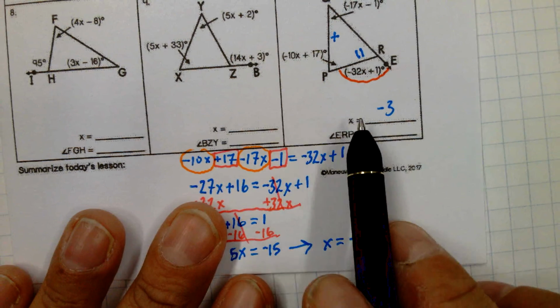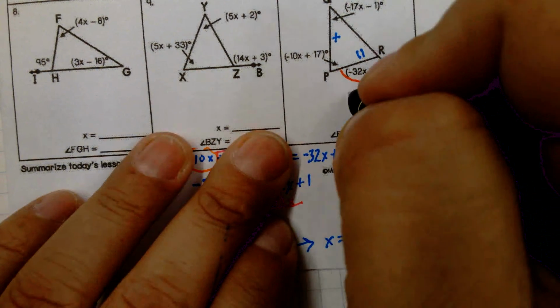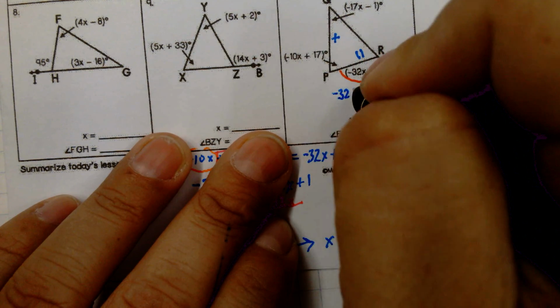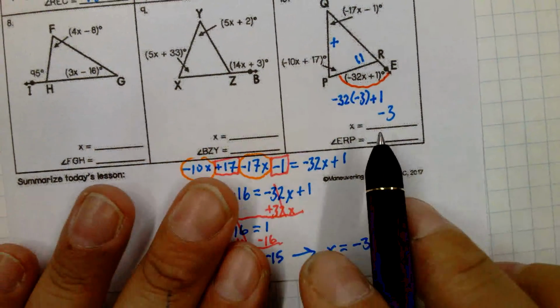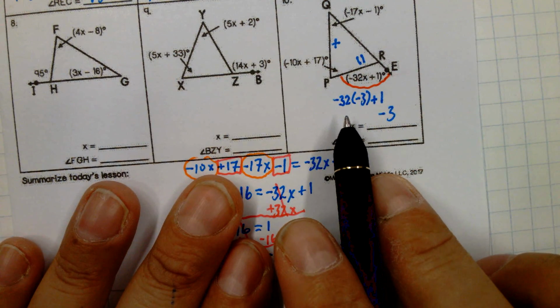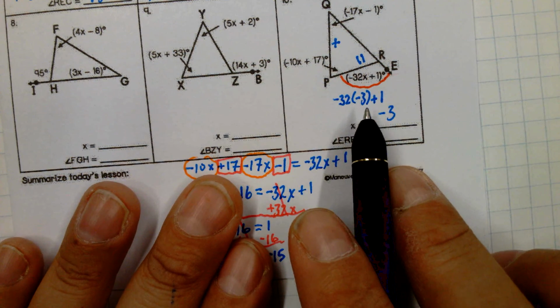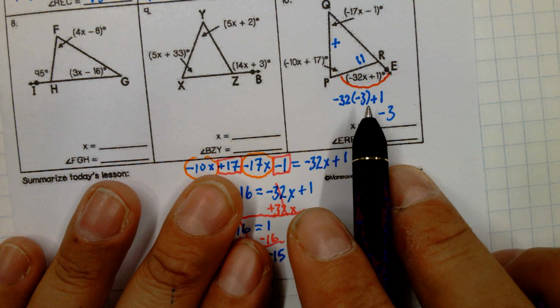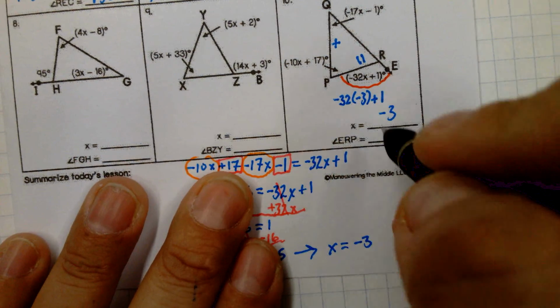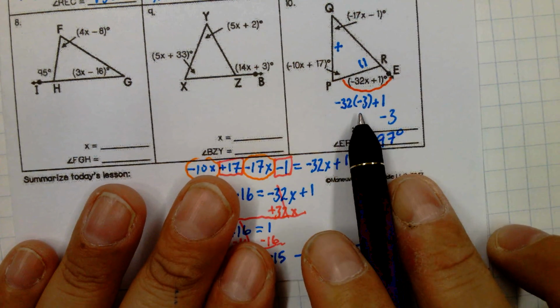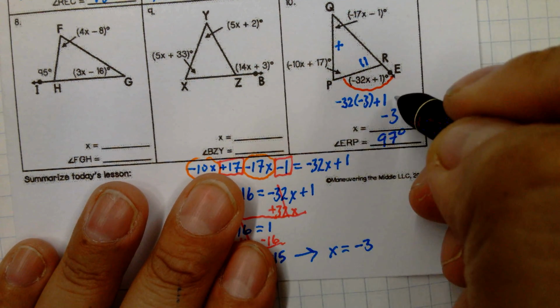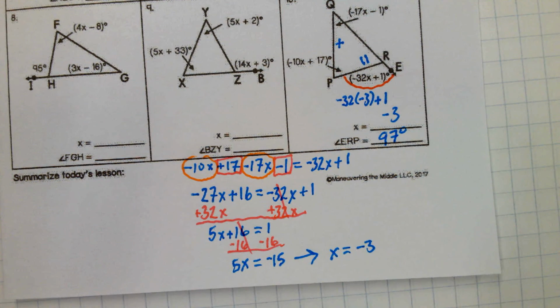So now let's just multiply. Negative 32 times negative 3 plus 1. So that's what? Negative 32 times negative 3 is 96. 96 plus 1 is... Wait. Yeah, multiplying a negative times a negative, right? So that's positive. So it's going to be 96. And then plus 1 is 97. And 97 is up there. Yay. So there you go.